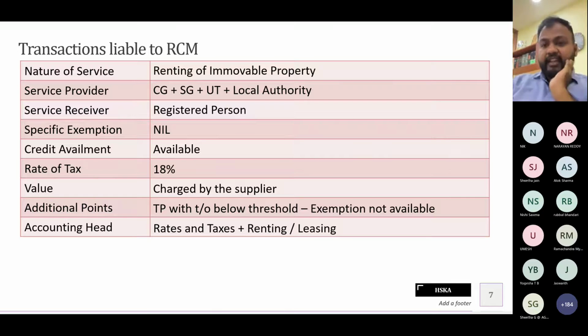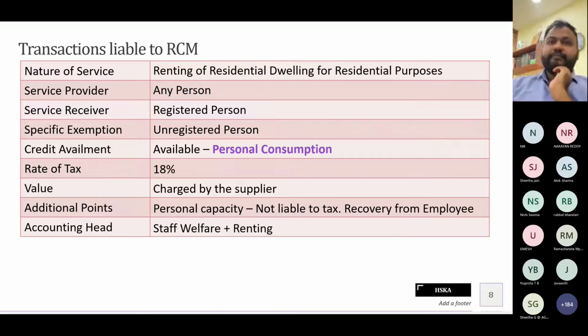What is the rate of tax? 18%. Can I claim the input tax credit? Yes, you can claim the input tax credit. What is the value? Whatever BMTC charges me, I am required to pay tax on the same. Any additional points which I am required to remember? Even if my turnover is below the threshold limit, exemption will not apply for renting of property. Where do I find these expenses? Either it will be in rates and taxes or renting, hiring, leasing. Okay, next.